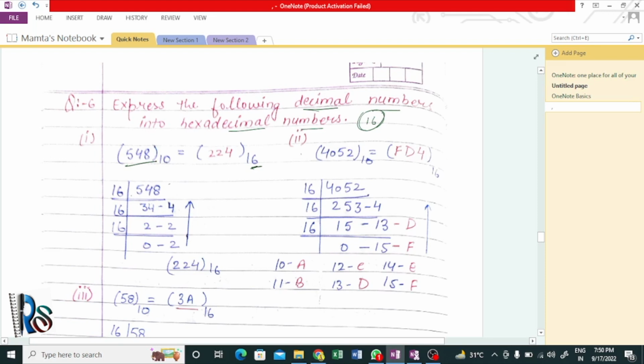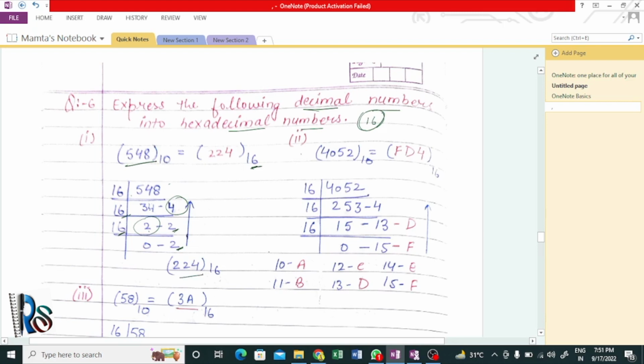First, when we divide 54 by 16, 16 3s are 48, and then we divide again, and 4 is the remainder here. Then again by dividing, 34 is divided by 16. So here we get 2, and the remainder is 2, because 16 2s are 32. And again dividing by 16, the remainder will be 2. So we'll write from bottom to top. 224 is the hexadecimal number.